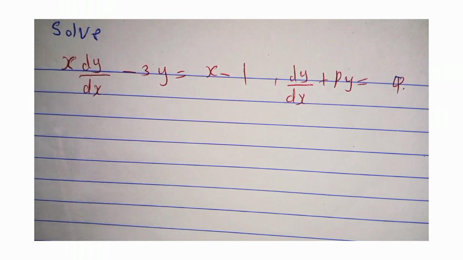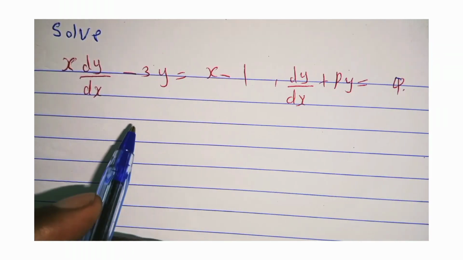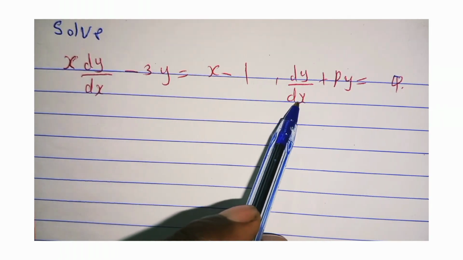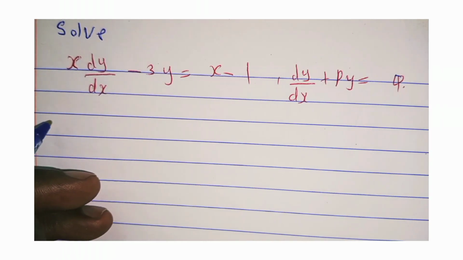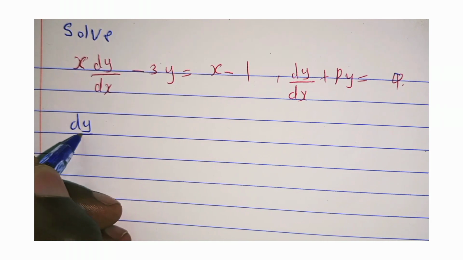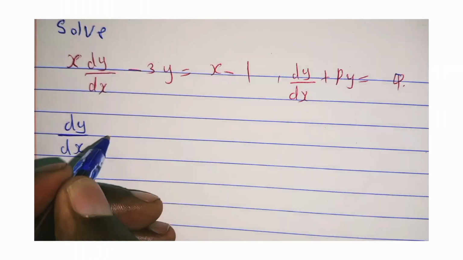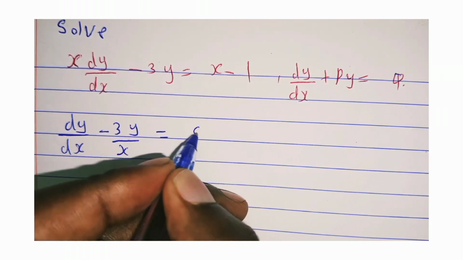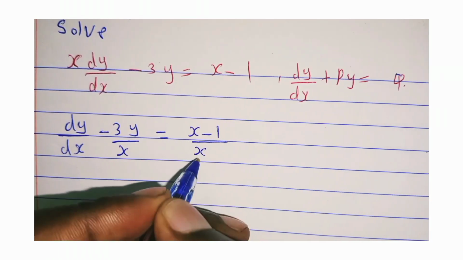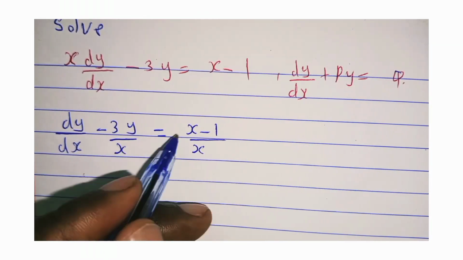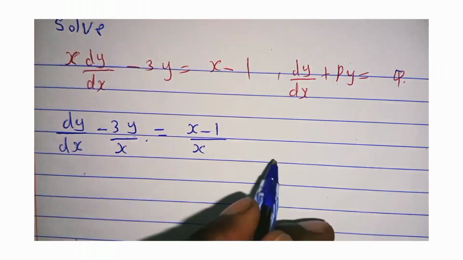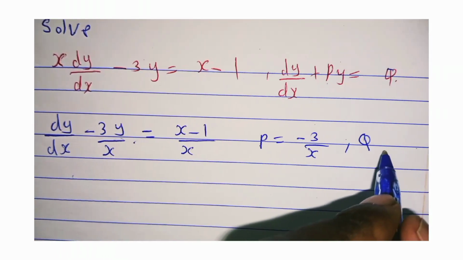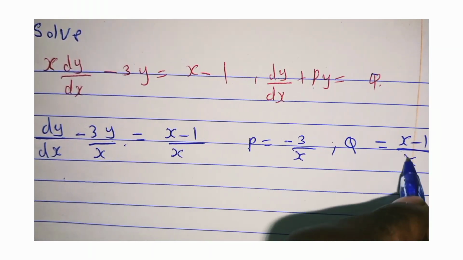We are dealing with the linear difference equation, whereby we make use of an integration factor. Now, we are going to write this equation so that it becomes of the form dy/dx + py. We write it by dividing both sides by x to get dy/dx minus 3y over x is equal to (x minus 1) divided by x. When you compare this equation with the standard form, that tells you that our p is equal to negative 3 over x, and our q is equal to (x minus 1) divided by x.